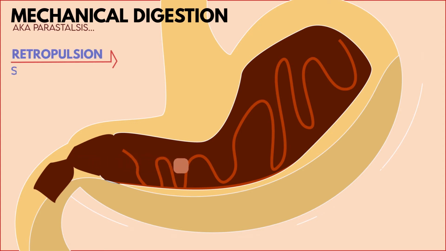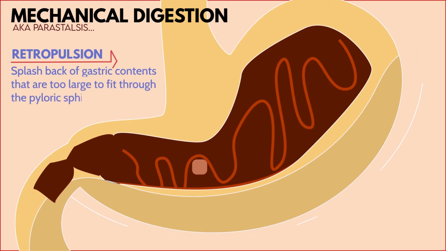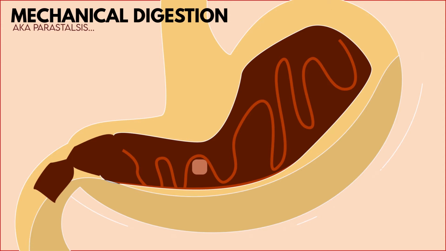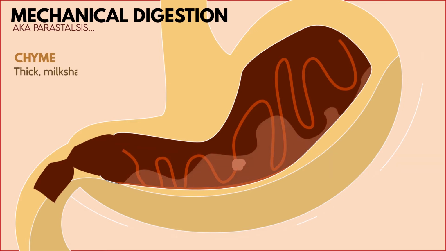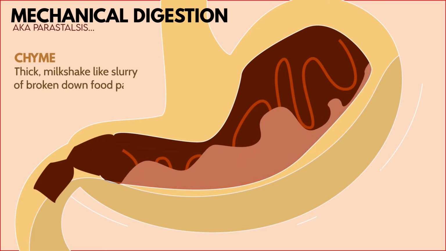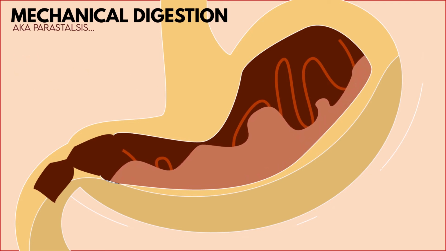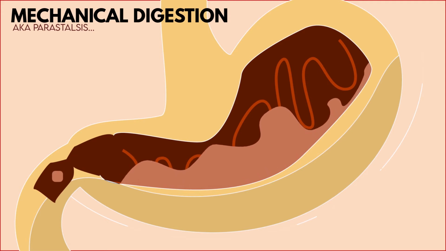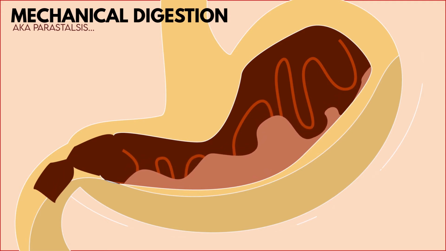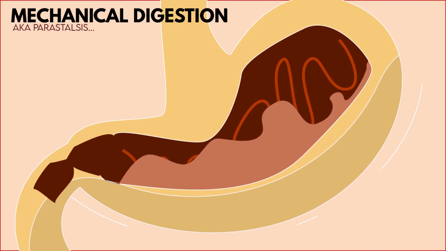Retropulsion is the splashback of the gastric contents that are too large to fit through the narrow opening of the pyloric sphincter. The repeating rounds of propulsion and retropulsion thoroughly mix the digesting food bolus with gastric juice and other gastric contents, thus becoming chyme, a thick milkshake-like slurry of broken down food particles. Once food particles in the chyme become small enough, they can pass through the narrow opening of the pyloric sphincter and into the small intestine. This is a process called gastric emptying.